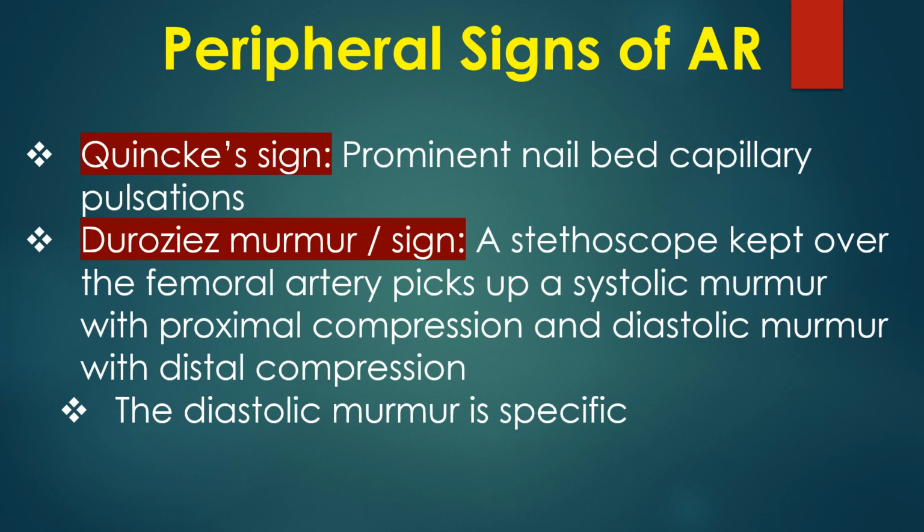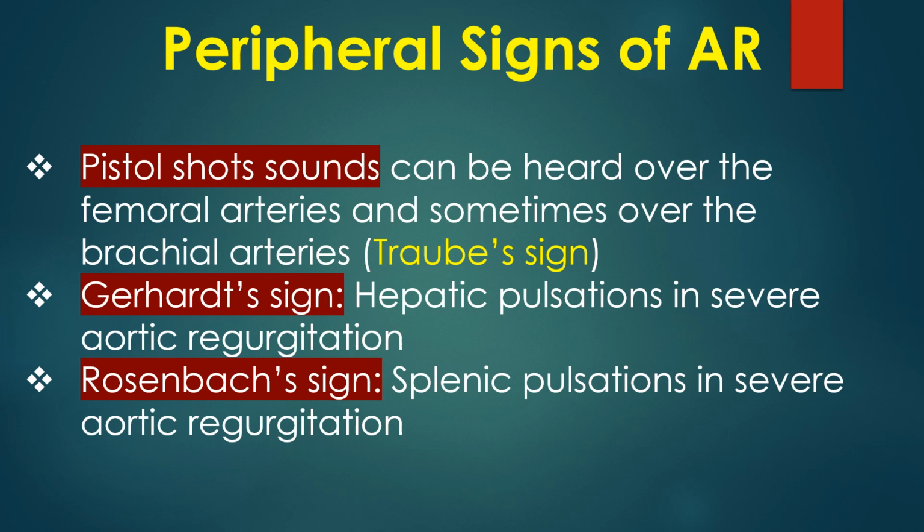Duroziez's murmur sign, a stethoscope kept over the femoral artery picks up a systolic murmur with proximal compression and a diastolic murmur with distal compression. The diastolic murmur is more specific. Pistol shot sounds can be heard over the femoral arteries and sometimes over the brachial arteries.